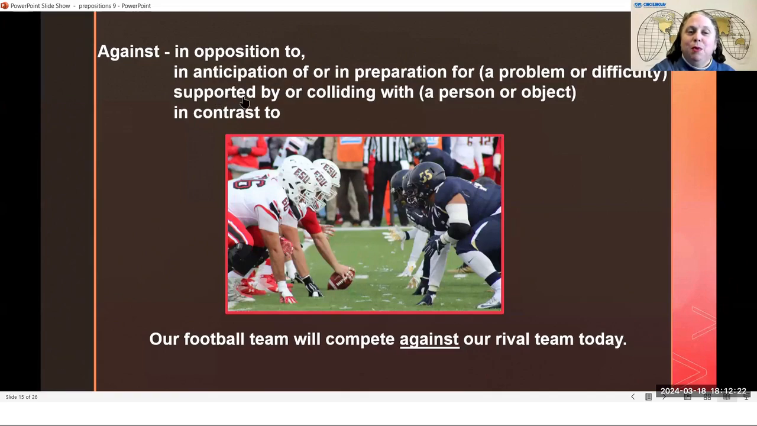Against can mean supported by or colliding with a person or an object, and we'll have some examples of that. And the last thing, against as a preposition, can mean in contrast to. So let's look at the first definition. Against meaning in opposition to.